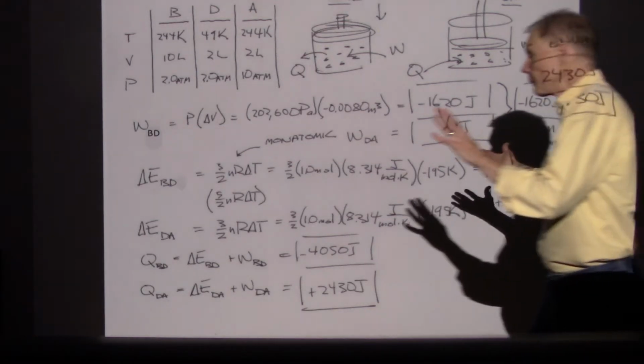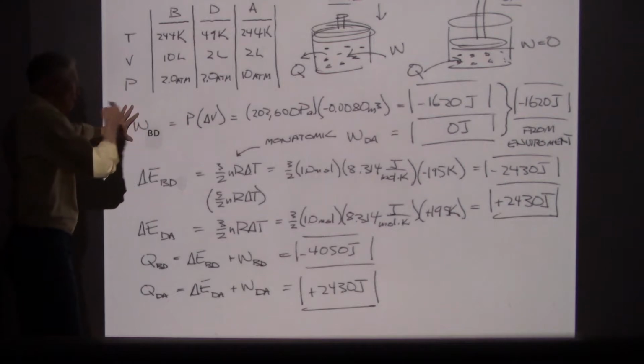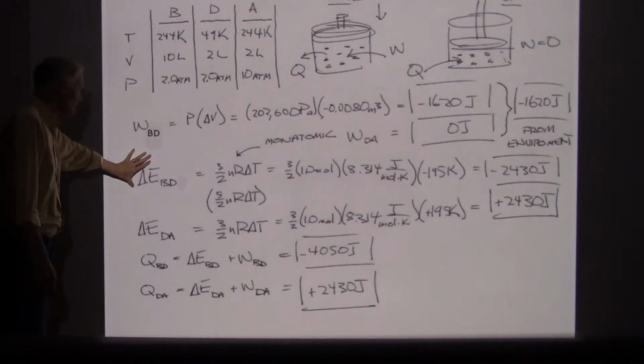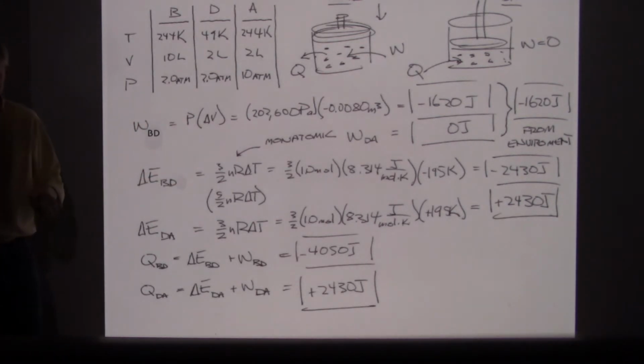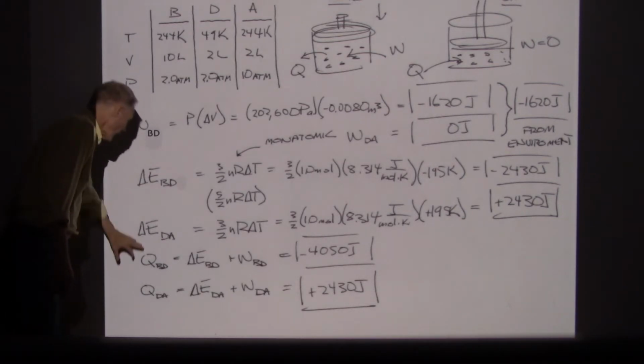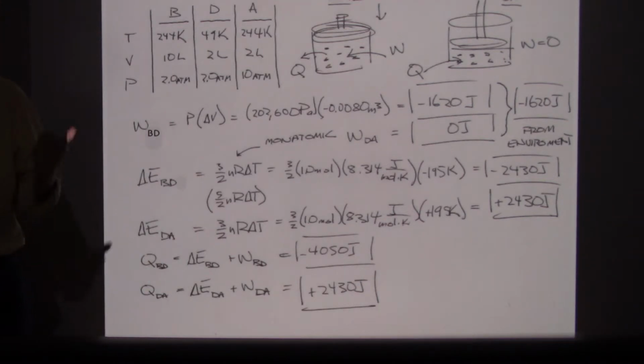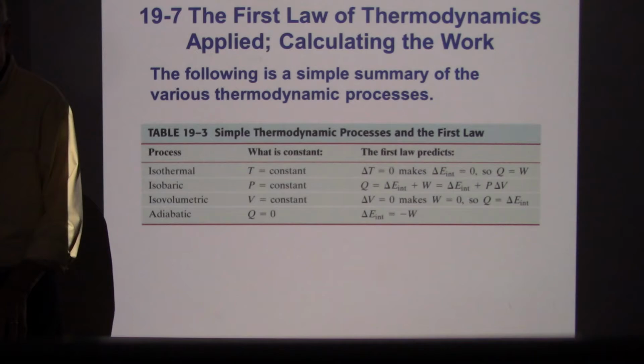Okay, so I can always do this. I can always calculate the W's. We have a set of formulas for those. I can always determine the delta E's because we have formulas for those in terms of temperatures. Once I have the delta E's and the W's determined, I can always calculate the Q's by adding those two effects together. So that's a good example.